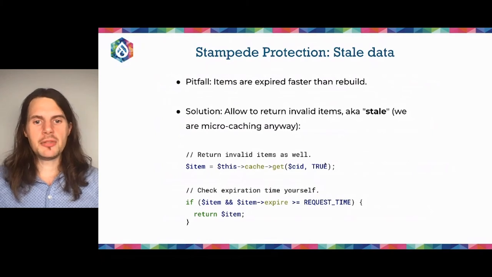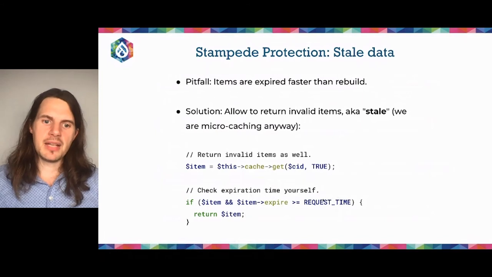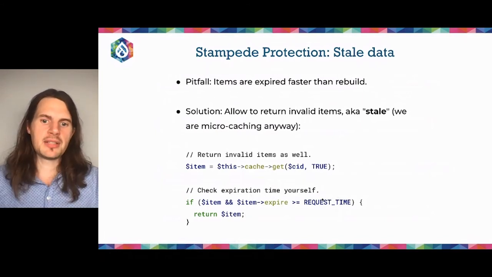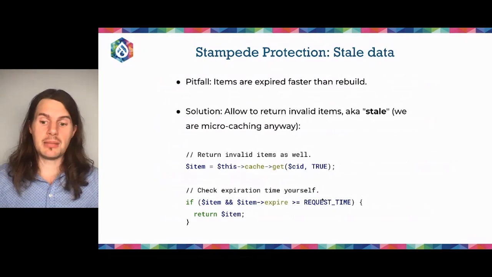But what we can do is we can add this little known trick. We can add this true here for the cache get, and then we can check the expiration time ourselves. And that way you're only depending on the expiration time, which you've set to 10 seconds. But if anything else invalidates it, cache tag invalidation, whatever, you don't care. You say, I'm delivering this for the next 10 seconds so that all users are getting the same thing.